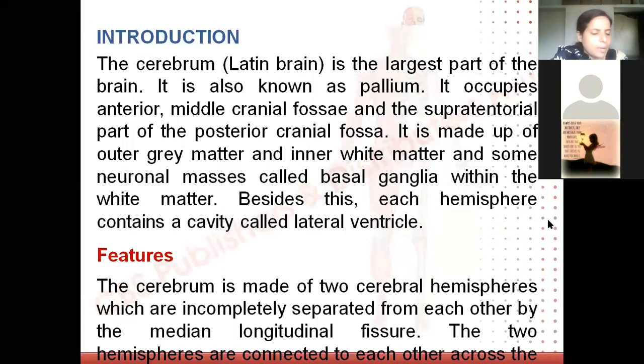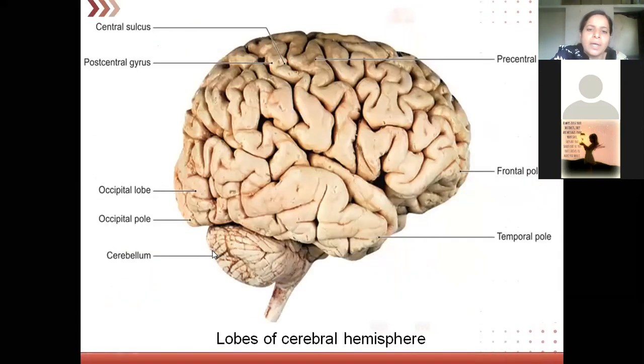So the cerebrum is the largest part of the brain, we know, isn't it? If you see the whole brain, the largest part of the brain is the cerebrum only. We have two cerebral hemispheres, right cerebral hemisphere and left cerebral hemisphere. When you look at the cerebrum, it shows so many folds so as to increase the surface area of the brain. These folds are called sulci and gyri.